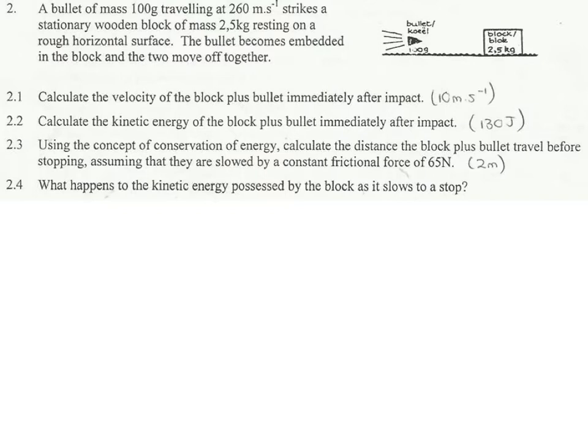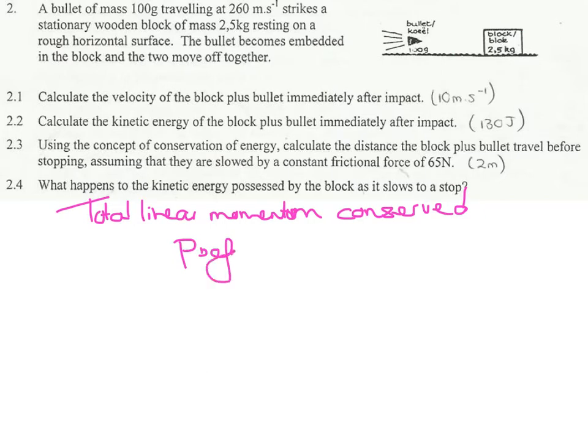We've got a bullet of mass 100 grams traveling at a certain speed. It strikes this piece of wood that's resting, and the bullet becomes embedded, and they move off together. So not terribly difficult. Let's see what we can do with that information. The first thing is that we need to say that total linear momentum is conserved, and that momentum before is equal to momentum after.